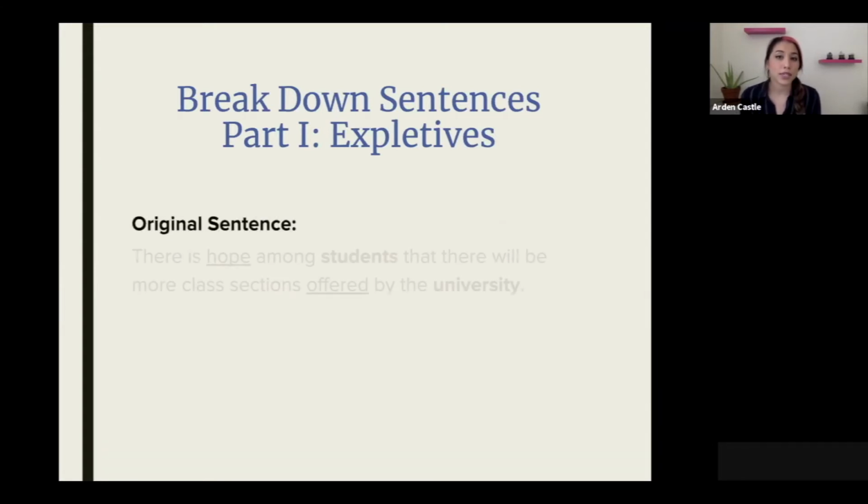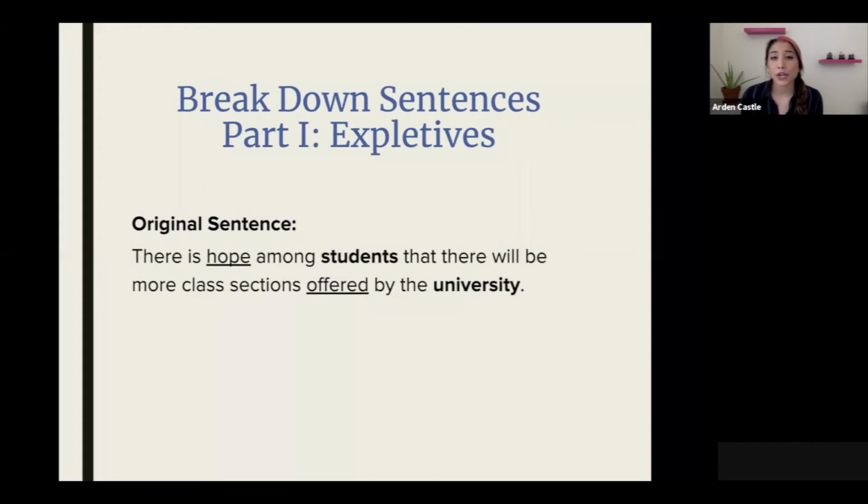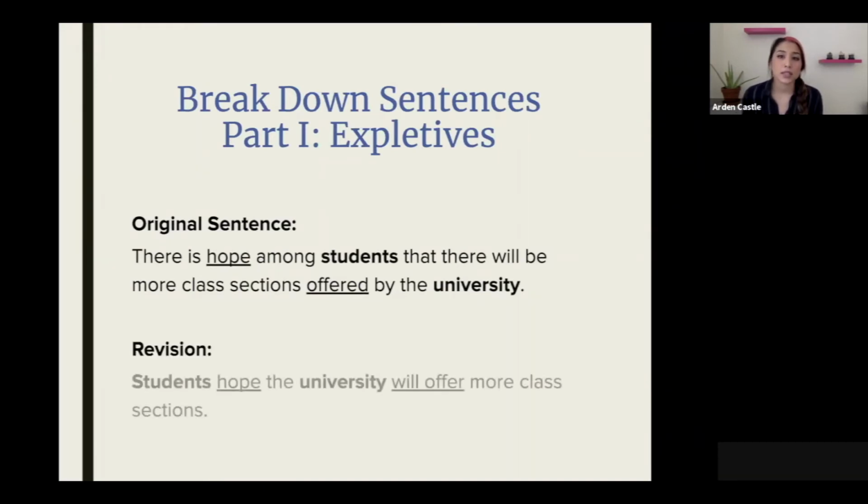So in the first sentence, the characters and their actions are not in the subject and verb positions. In the second sentence, the characters, which are nouns that initiate action, here this is students and university, are the subjects of the clauses. The characters' actions, hope and will offer, are the verbs of the clauses.